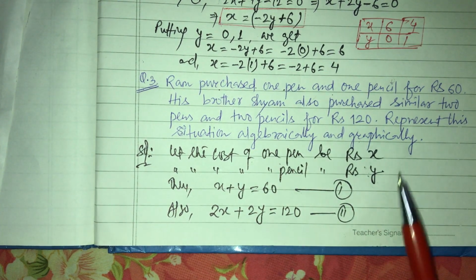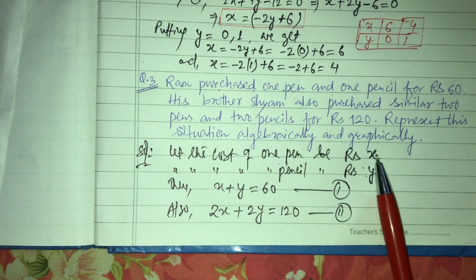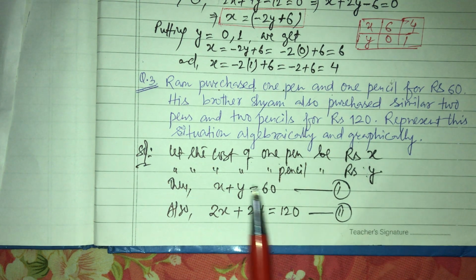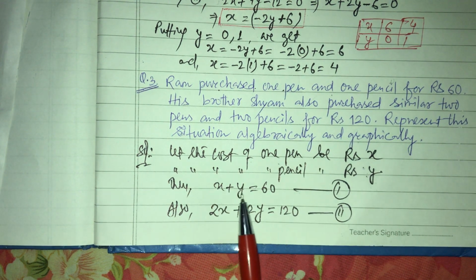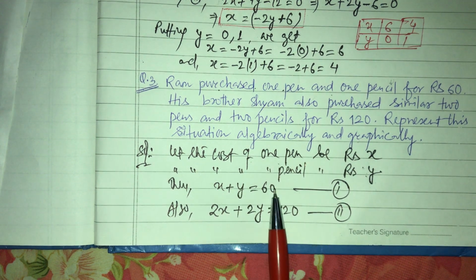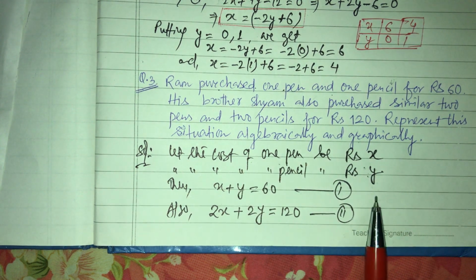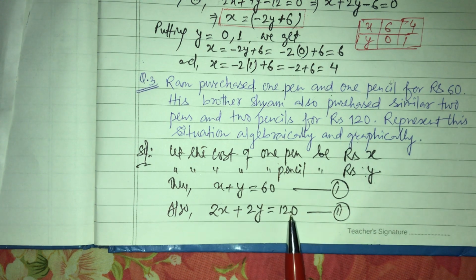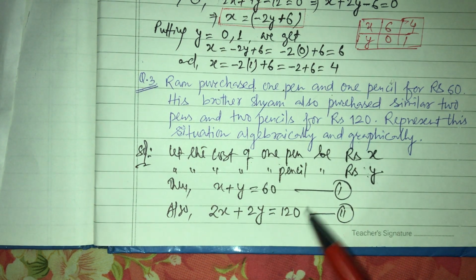Once again, sorry, let me repeat. x was the cost of 1 pen and y is the cost of 1 pencil. So that's why the cost of 1 pen and cost of 1 pencil, when you combine, becomes 60. Second case, it was 2 pens and 2 pencils. That's why cost of 2 pens means 2x, cost of 2 pencils 2y, equals 120. So this is what we get algebraically. Now let's go for the graphical.